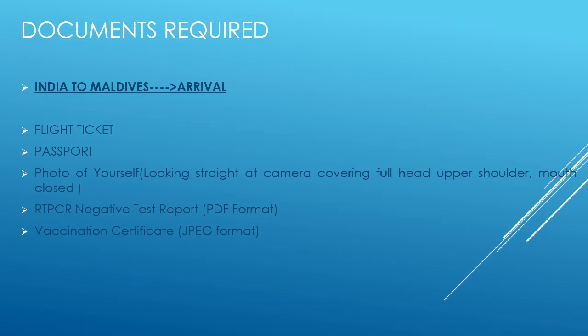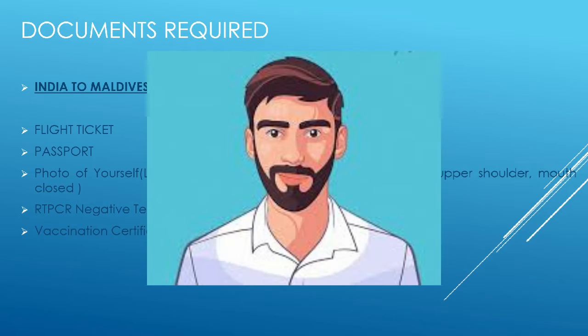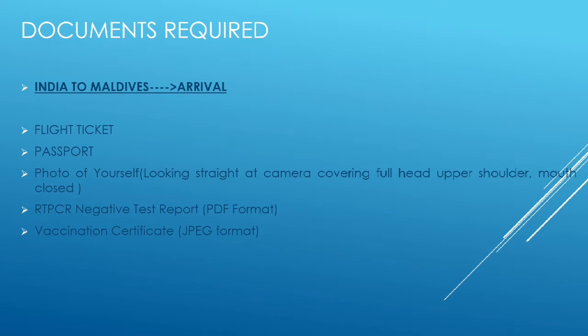The next comes the photo of yourself, the soft copy. You have to take your photo against a plain wall, plain background, and there should not be any disturbance. You cannot wear tinted glasses or a cap. Your face and shoulders must be covered and your mouth should be closed.